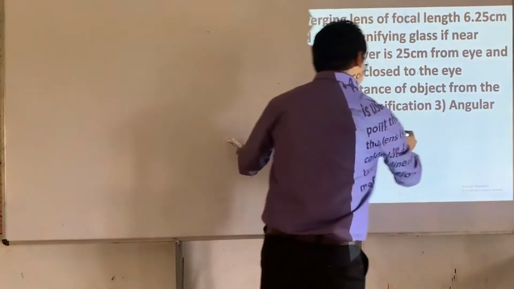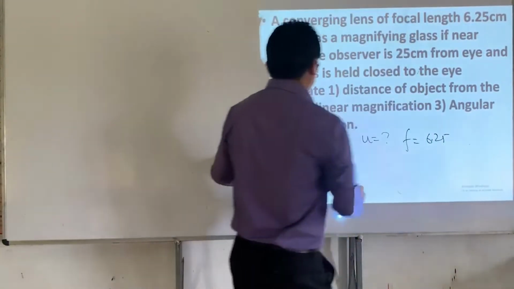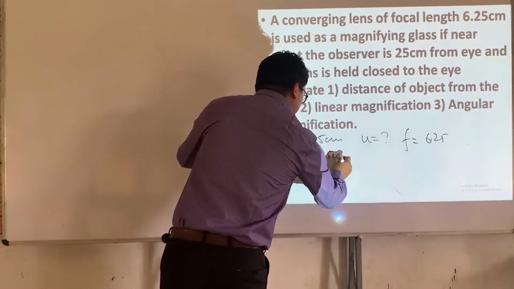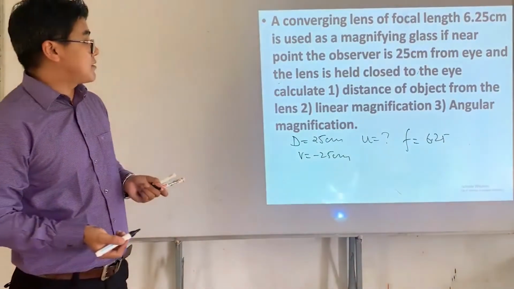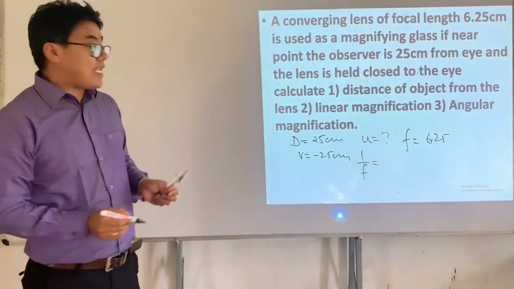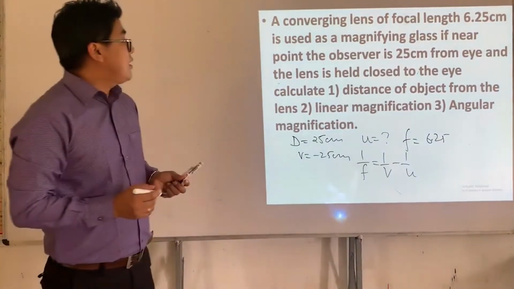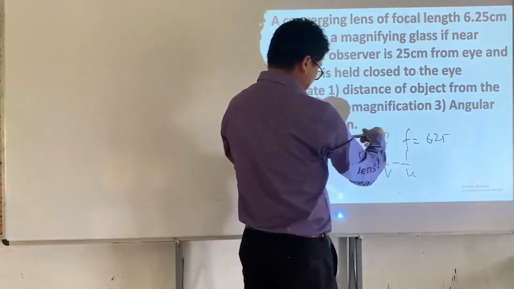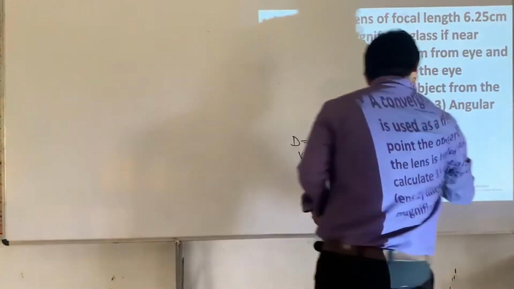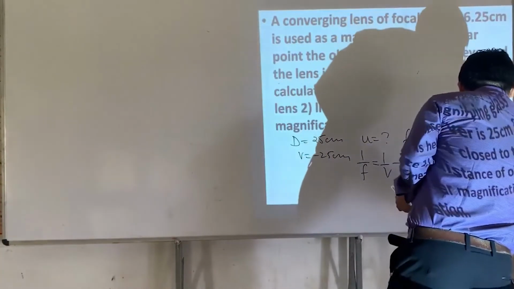And what is the focal length? 6.25. And what is V? V is minus 25 centimeter, which is G, minus 25 centimeter. All right. So how to find out? Again, I'll use the thin lens formula, 1 by V minus 1 by U. You are asked to find U. So therefore, 1 by U is equal to 1 by V minus 1 by F.